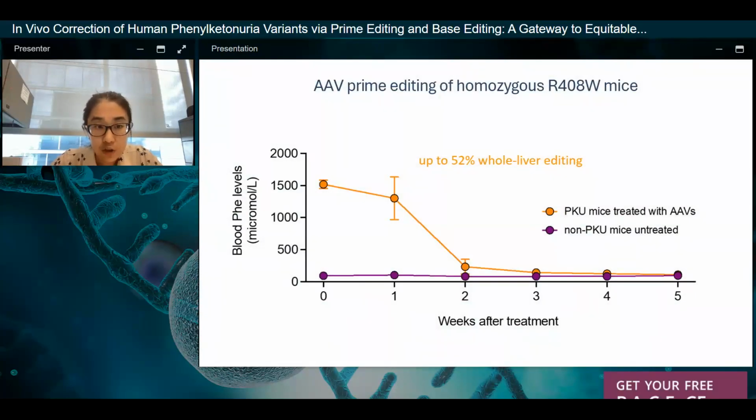And then we treated the R408W homozygous PKU mice with a dual AAV vector system expressing the most efficient prime editing configurations we screened from the cells. AAV takes longer to work than LNPs, but here we see that by 3 weeks post-treatment, there's normalization of Phe levels in the treated mice with up to 52% whole liver editing. So we have 2 viable therapeutic strategies for the R408W variant.